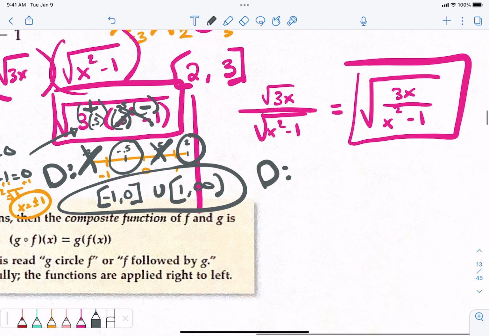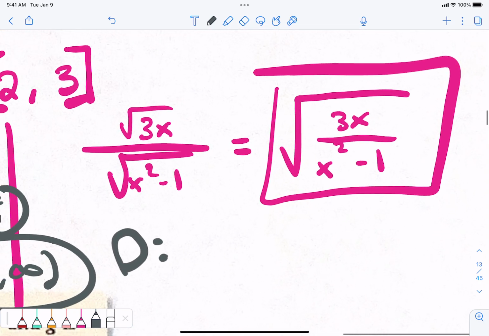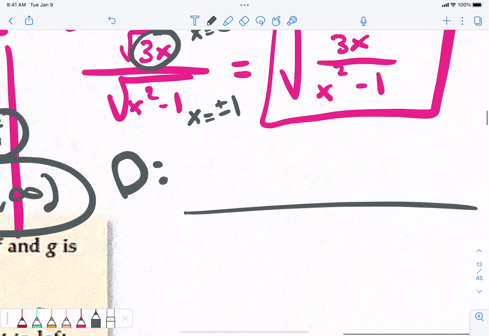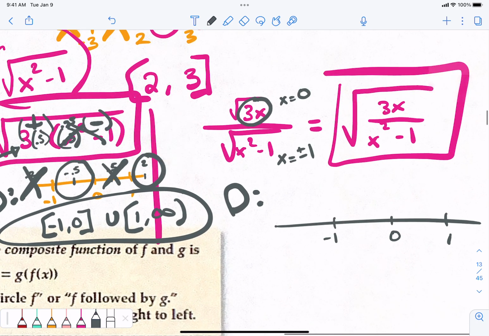If I set the top equal to 0, my critical number is 0. If I set the bottom equal to 0, my critical number is plus or minus 1. So on a number line, I have negative 1, 0, and positive 1. And we do the same thing again: negative 2, negative 0.5, positive 0.5, positive 2.